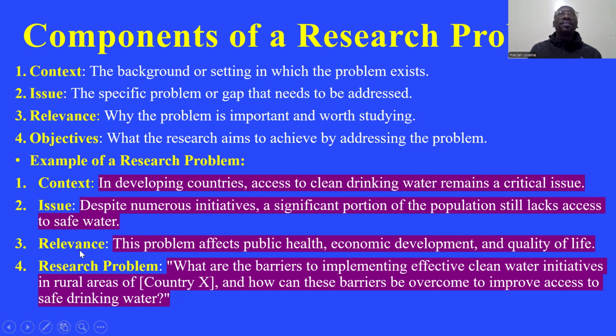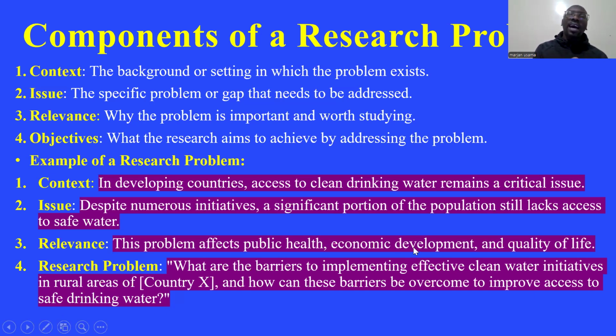So why is this problem relevant? Why is it important? Because this problem affects public health, so we need to fix it. It affects the economy. When people are sick, then they cannot really be productive. And also the quality of life. Sick people don't have good quality of life. So this is the relevance. That is why we need to research. Then the research problem: what are the barriers to implementing effective clean water initiatives in rural areas of country X? And how can these barriers be overcome to improve access to safe drinking water?